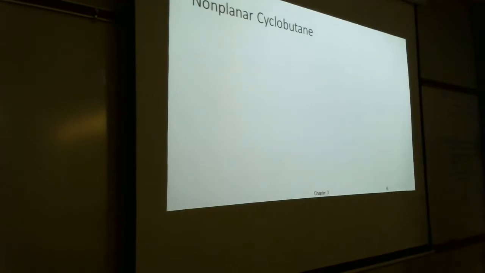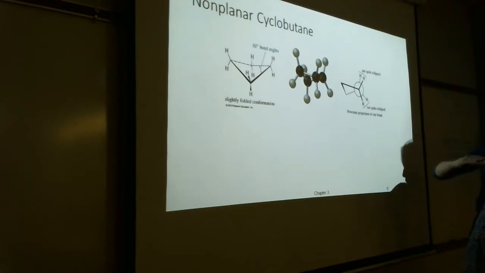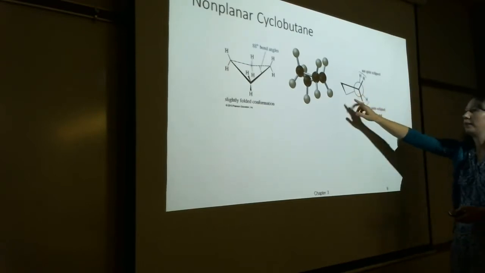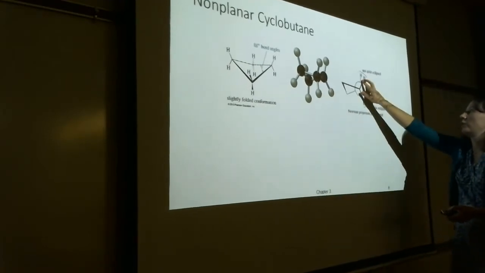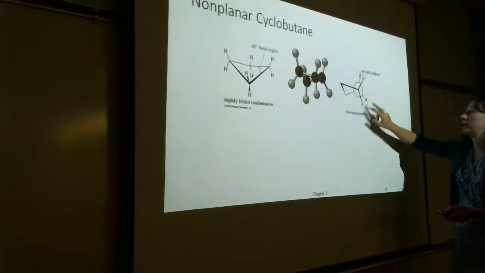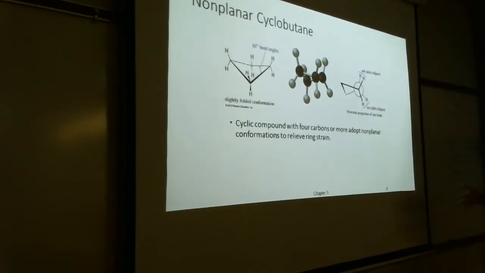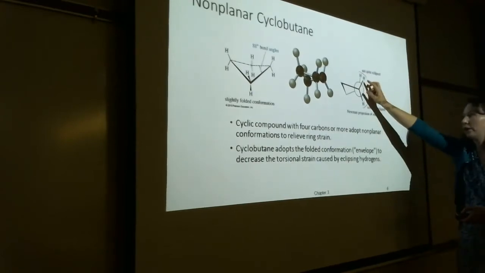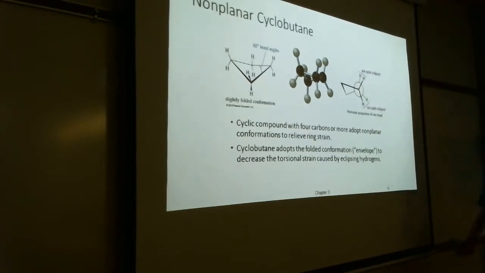Cyclobutane has a way of relieving that. It becomes non-planar. In other words, it's not flat. It actually is bent. It's kind of folded looking. If we make it look this shape, now those are not right on top of each other, fully eclipsed. I think your book calls it an envelope shape, to decrease that torsional strain and also to remove some of that eclipsing crashing.